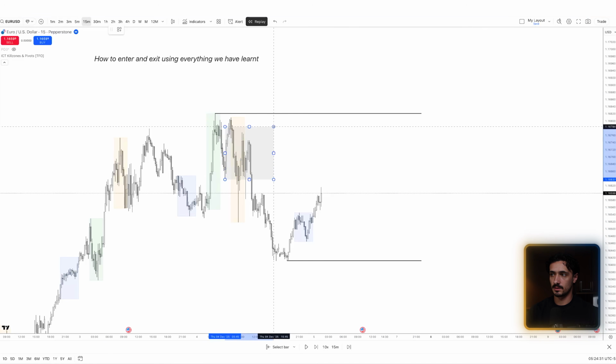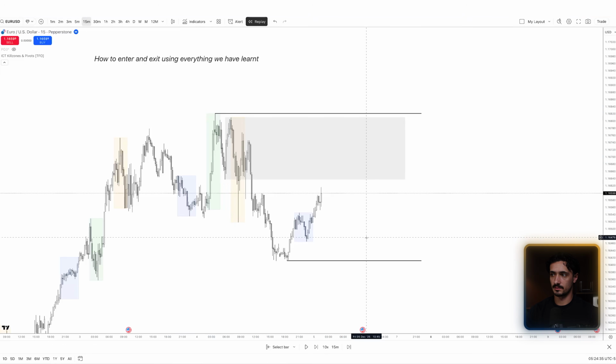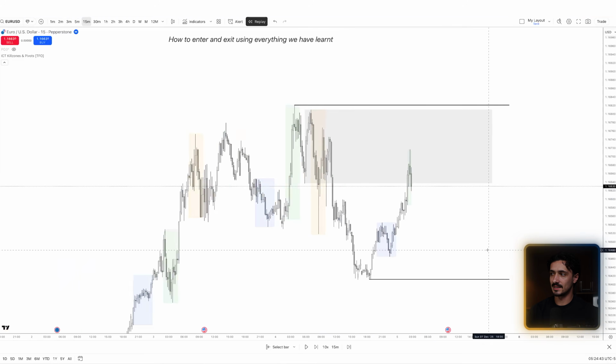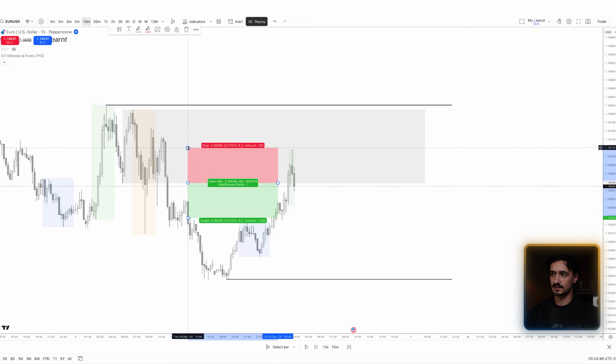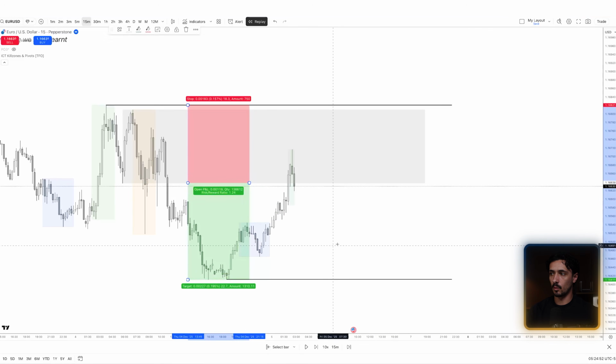I will just mark out this as a supply zone. Very easy area of supply. And I will just wait for price to get into that zone. So here you can see that price gets into my zone. And instead of just trading from this level, which is what we just looked at, instead of just taking this trade, which is very low risk to reward, what I will do is I will wait for confirmation.